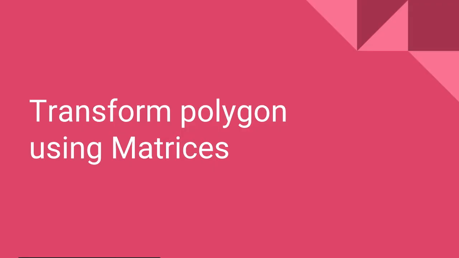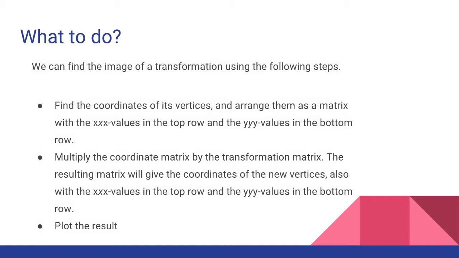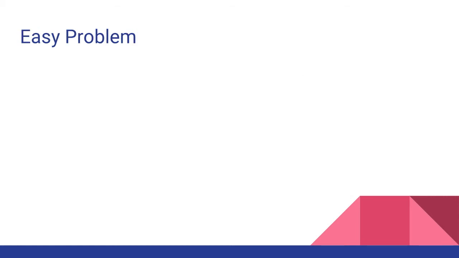And then transforming a polygon using matrices. We can find the image of a transformation using the following steps. Find the coordinates of the vertices and arrange them as a matrix with the x value in the top row and the y value in the bottom row. Multiply the coordinate matrix by the transforming matrix. The results matrix will give you the coordinates of the new vertices, also with the x value in the top row and the y value in the bottom row. And then you just plot the results.